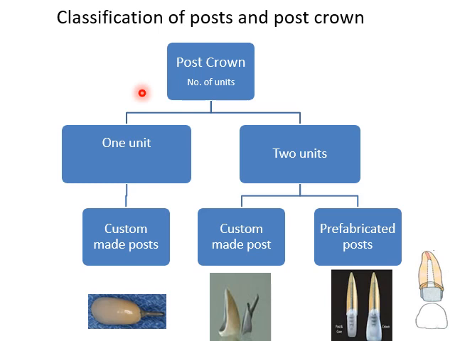ممكن تقسيم أنواع البوست كراون حسب number of units. It could be 1 unit or 2 units. بال 1 unit حيكون ال final crown is direct extension of the post. It is indicated for tooth with very short clinical crown, as in case of lower incisor.